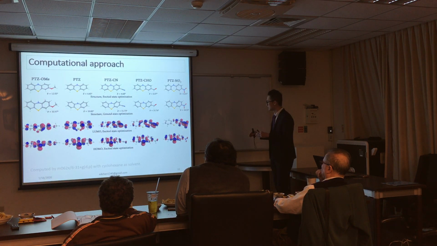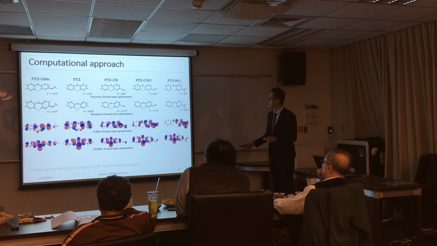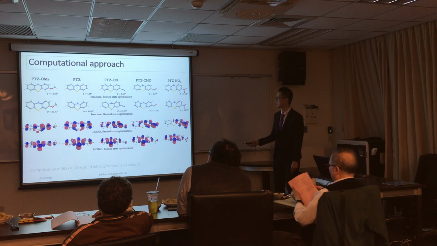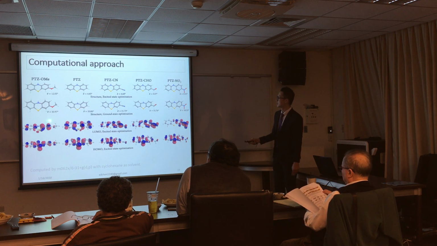In order to do a deep dive into its photophysical properties, we do a computational approach. Here we can see the ground state and excited state optimized structures for these 5 compounds. At ground state it is bent, and we define this bending angle as follows: we calculate a mean plane from these 6 carbons on the left-hand side, and another mean plane from the 6 carbons on the right-hand side, and the intersection of the 2 planes is the bending angle.